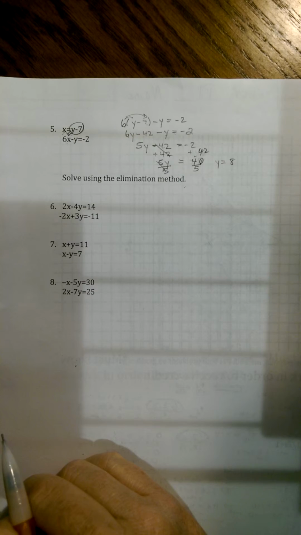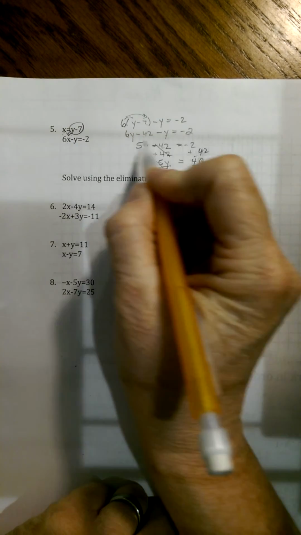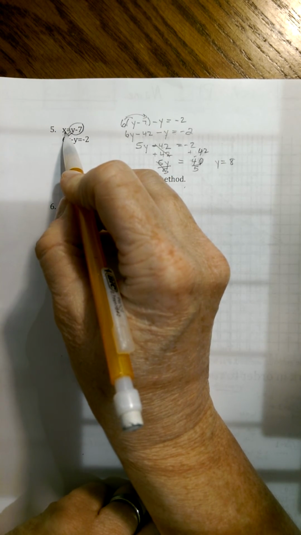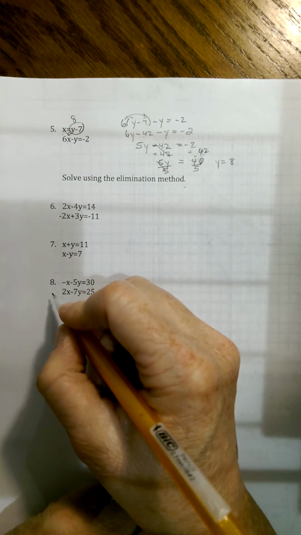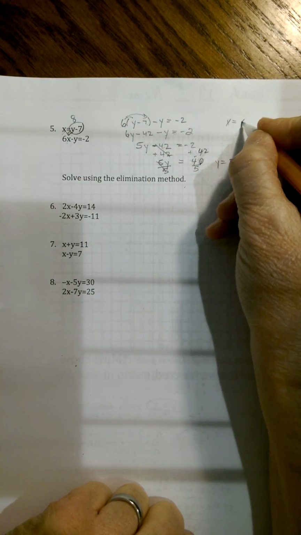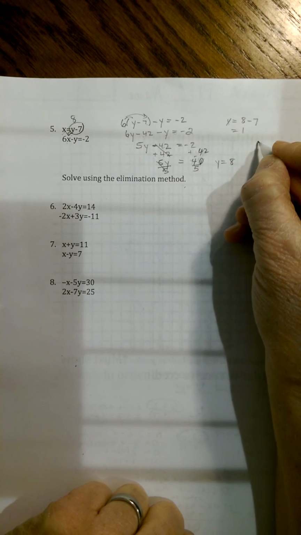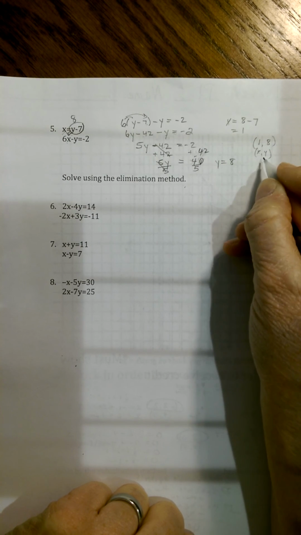Now that I know what y equals, I have to find out what x equals. And so I always like to substitute it into the equation where I already have it solved for the other variable. I have this one solved for x. So if I put 8 in for y, what is x going to be? 8 minus 7 is 1. And so my answer is 1, 8. Remember, I always put x first and y second.